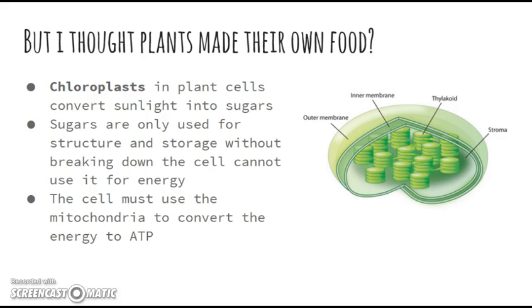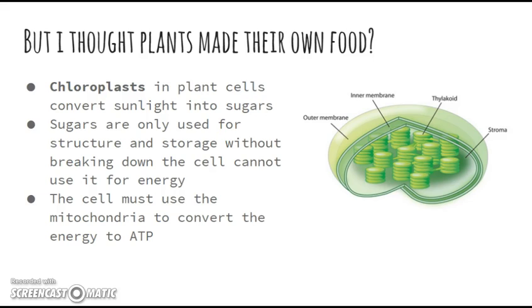So you might be thinking, okay, animal cells have mitochondria, but don't plant cells make their own food? Yes, they do. But they don't make ATP. They make sugars through chloroplasts, and they go through the process of photosynthesis. So chloroplasts in the plant cells convert sunlight into sugars.